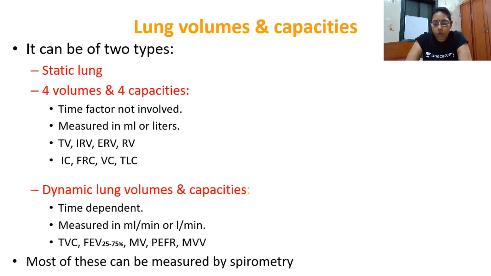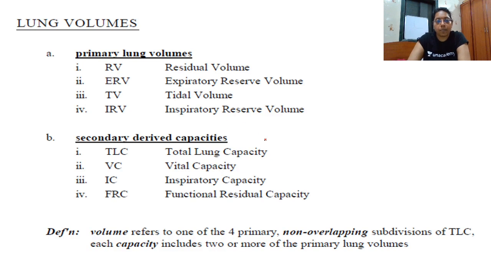So with that short history about pulmonary function test, let's understand the various lung volumes and capacities. Today we are going to discuss only the static part. Static means at any given stage, the time factor is not involved. Most of the measurements are in milliliters or liters, and there are four volumes which are measured, and combinations of these volumes will give you capacities. Dynamic I'm not discussing now, so for now just concentrate on static lung volumes and capacities.